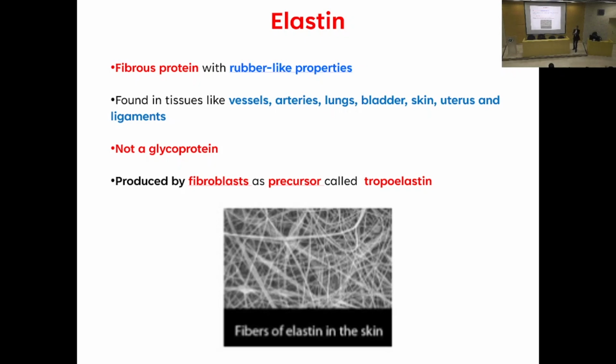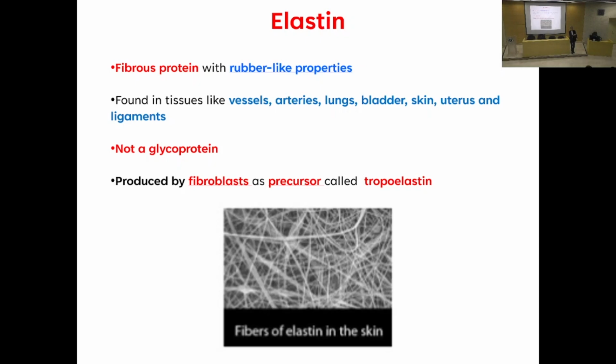So the next one is elastin. Elastin is the second fibrous protein. From its name it has the word elasticity, right? So it has this property. We can stretch it, right? It's rubber-like, very flexible, and we can find it in all the tissues that need this kind of elasticity. For example, in a pregnant woman, the uterus has to be elastic to bear the fetus. So the uterus is very rich in elastin.